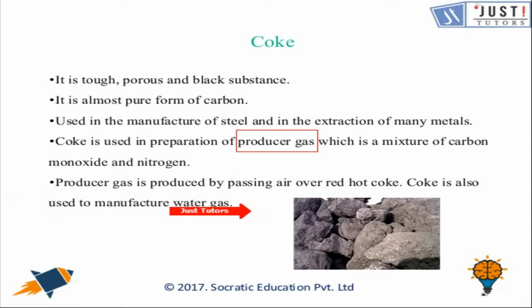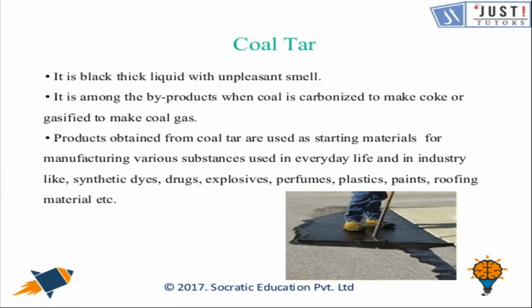Okay, now let's talk about the next substance, which is coal tar. I think you have seen this. When a road is constructed, there is a black liquid which is spread over the road. That is called coal tar. So it is a black liquid with a very unpleasant smell. It is among the byproducts when coal is carbonized to make coke. And the products obtained from coal tar are used as a starting material for manufacturing so many things like plastic, perfumes, explosives, drugs, synthetic dyes. So these are made from coal tar.